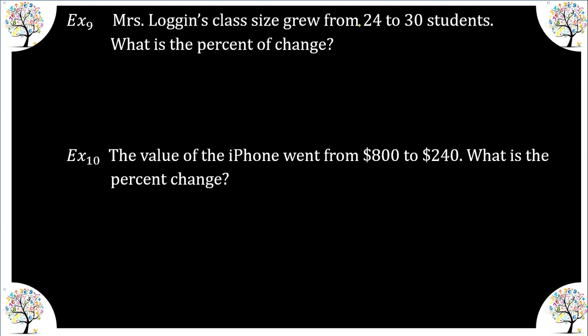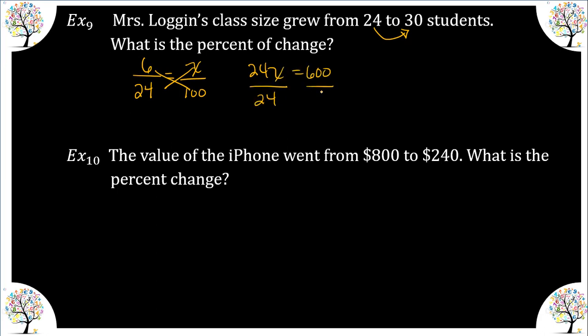Ms. Logan's class size grew from 24 to 30 students. What is the percent of change? So the original amount was 24. It increased by 6. So we put 6 over 24 equals x over 100. Now let's cross multiply. Isolate x, divide each side by 24, and x equals 25%. So this represents a percent of increase.